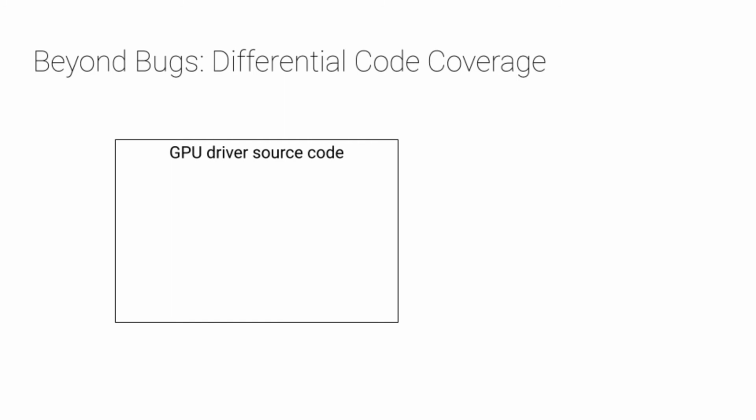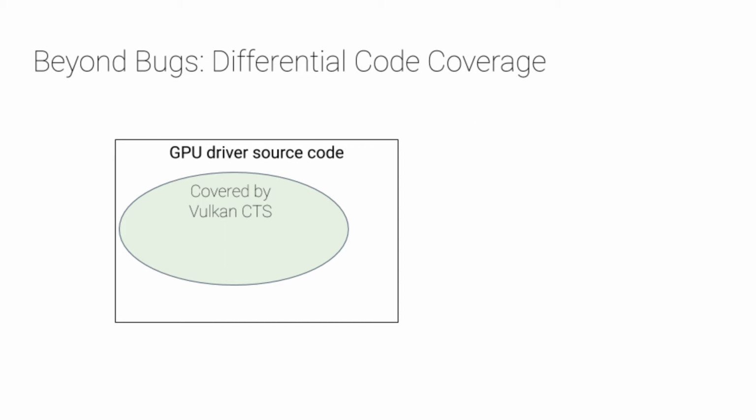As well as finding bugs, we've also been using GraphicsFuzz to grow the Vulkan Conformance Test Suite in response to coverage gaps we identify in drivers via differential code coverage. Suppose we've got the driver source code for a particular GPU driver. We can run the whole of the Vulkan Conformance Test Suite against this GPU driver, and we can compile the driver with coverage enabled to measure which bits of the driver get covered by running the Vulkan CTS.